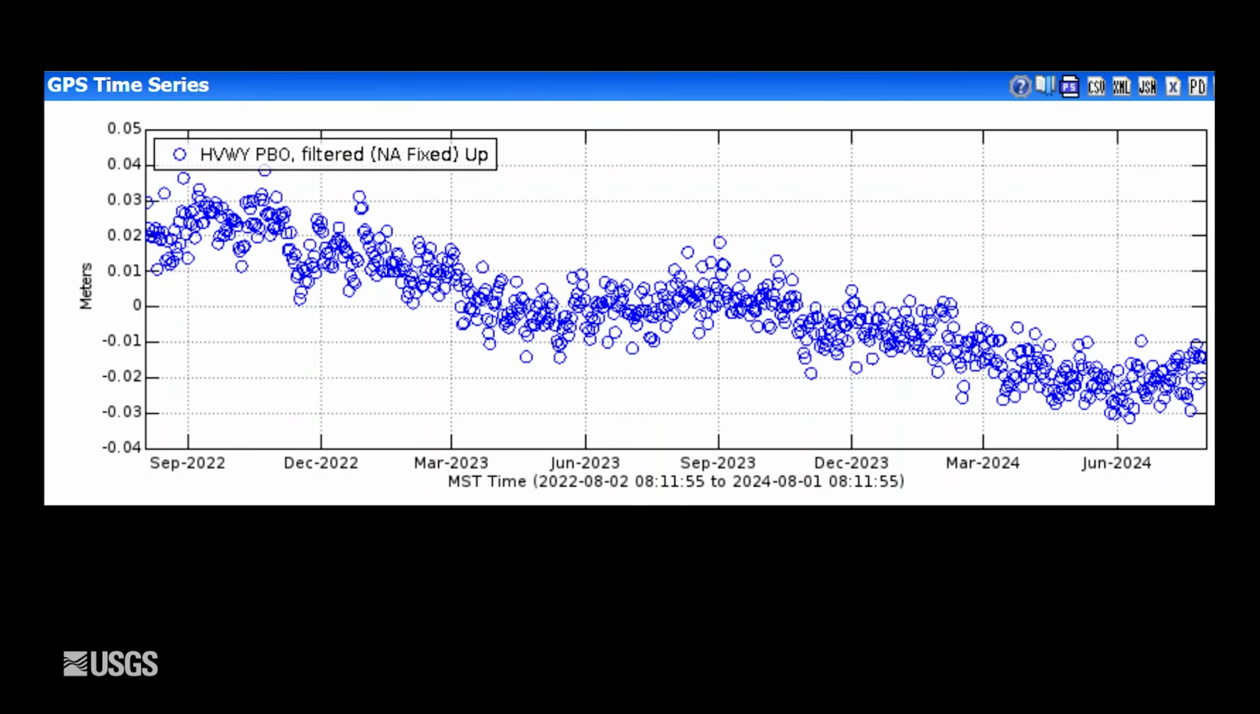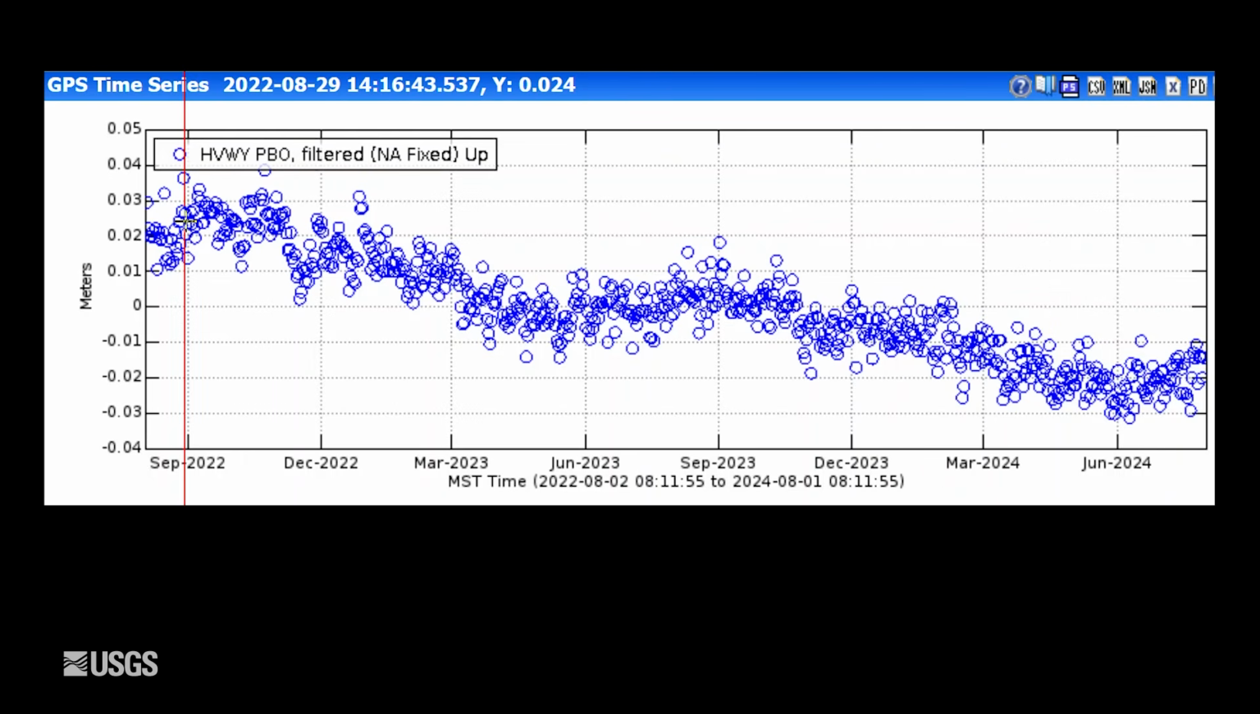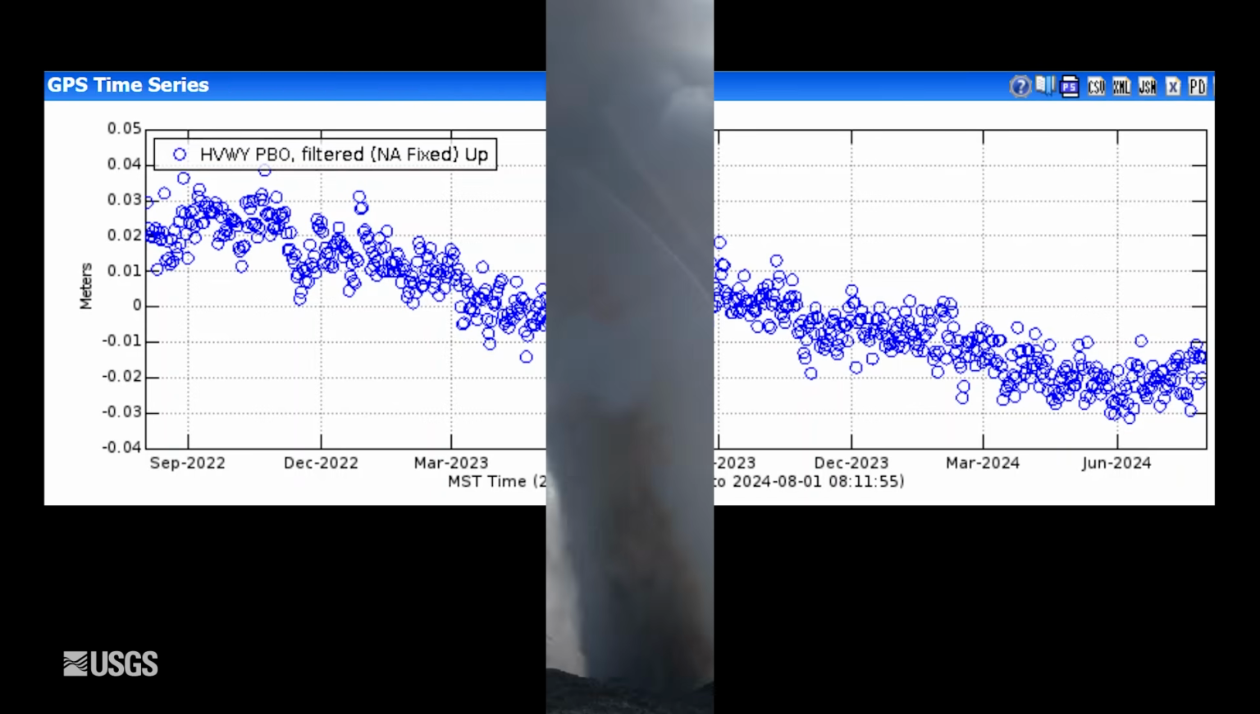Turning now to ground deformation, this is vertical deformation at the Hayden Valley GPS site. Each one of these blue circles is 1 day of data. The entire time series spans 2 years. Downward trends indicate subsidence and upward trends indicate uplift. And what we're seeing is what we've seen since 2015. Overall subsidence of the region at a rate of a few centimeters, an inch or so per year. And it's interrupted in the summer months by a pause in that subsidence or a slight amount of uplift. And that's caused by seasonal changes in snowmelt and groundwater conditions.